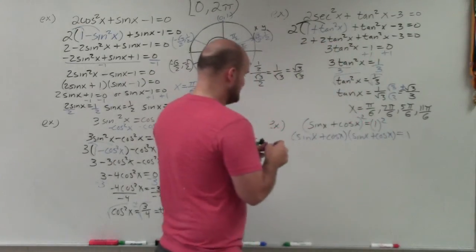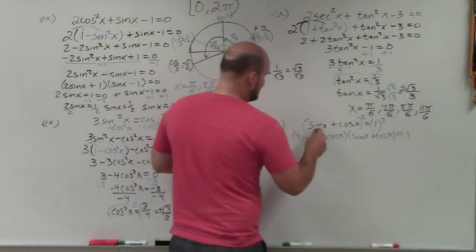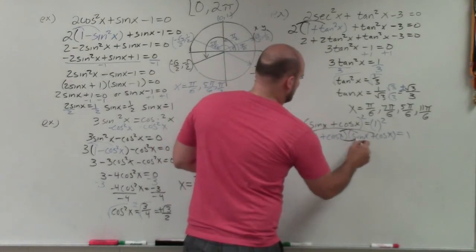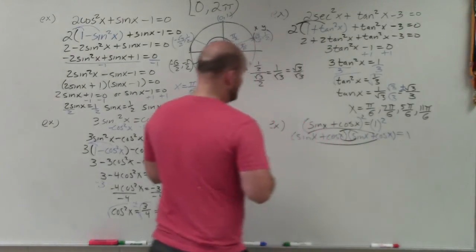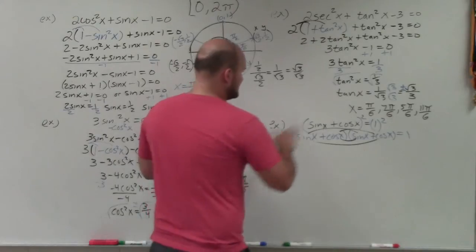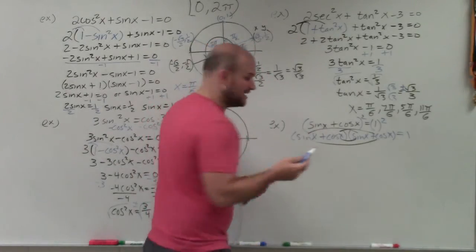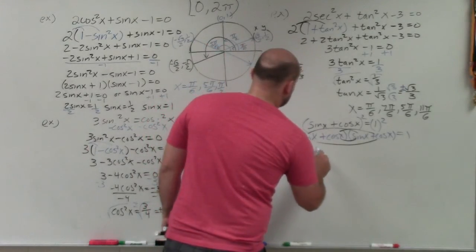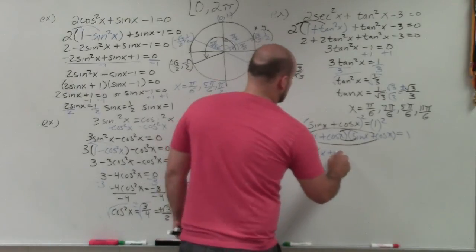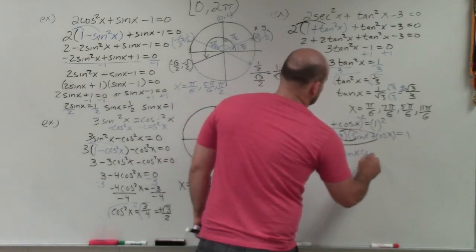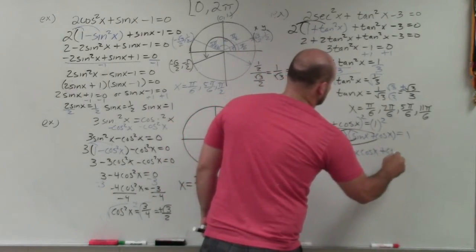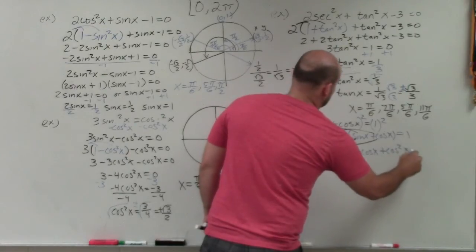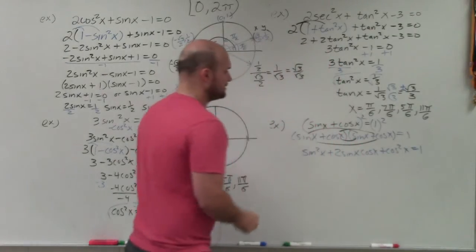Okay, so just make sure you do your FOIL. I'm not going to write this out. Hopefully you know your FOIL by now, but I will write in the answer because it produces a perfect square trinomial, which is going to give you sine squared of x plus 2 sine of x cosine of x plus cosine squared of x equals 1.